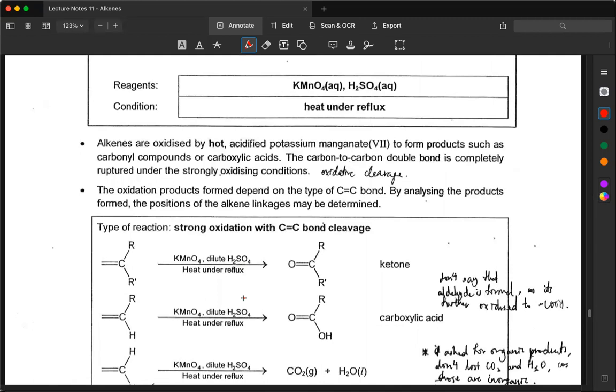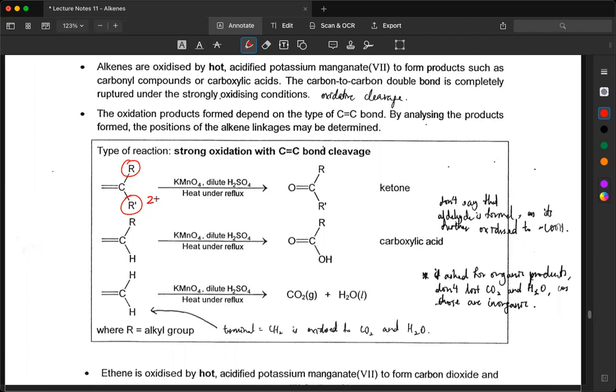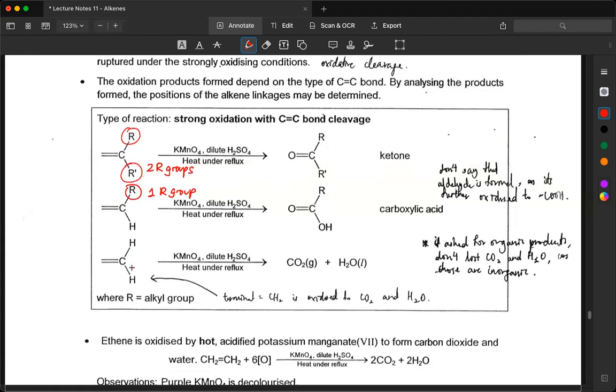So how do we know which is which? Just remember this. If it's something like this with 2 R groups, pay attention, you will form a ketone. The R groups can be methyl or others. If you have 1 R group, you form a carboxylic acid, COOH. So this one becomes OH, oxidized. The O is added here, and the COOH is the carboxylic acid functional group. If you only have H and H, no R group, I have to tell you, it just breaks down completely to CO2 and H2O.